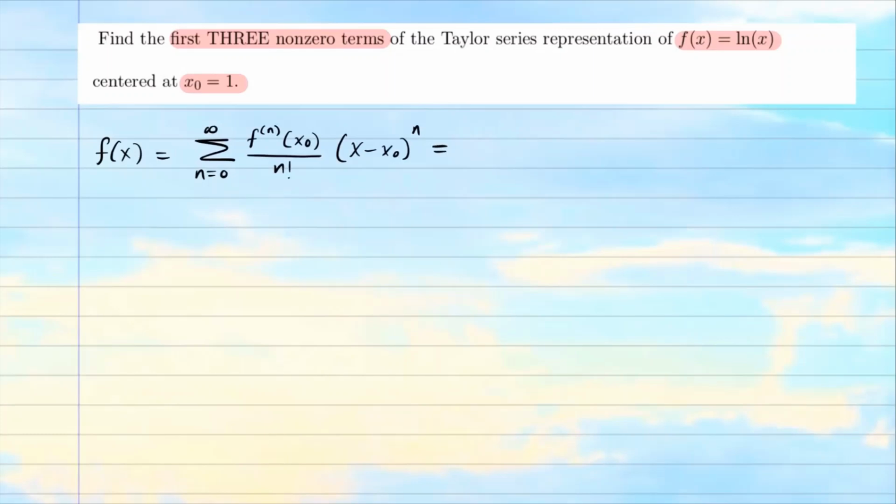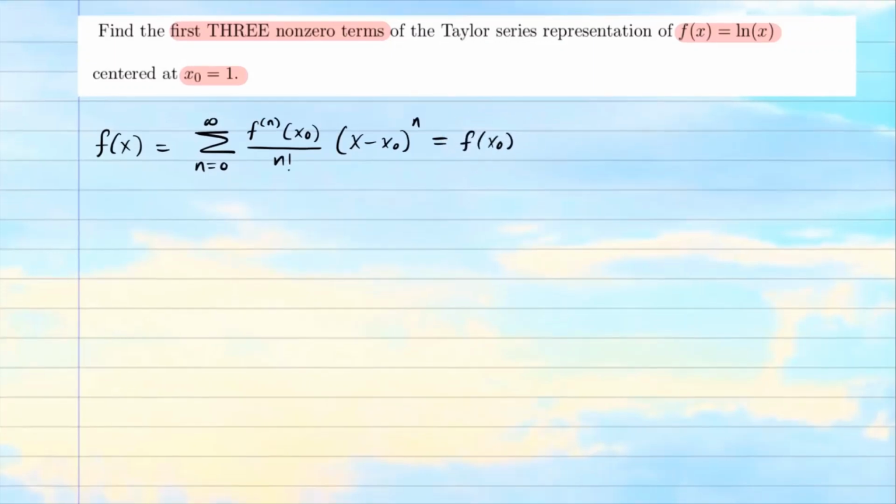Now we're going to expand this sum. The first term would be when n equals 0. That's just the function evaluated at the center over 0 factorial, but that's 1, times x minus x naught to the 0th power, so you will not have this term. It's just the function evaluated at x naught. The second term of this series is the first derivative of the function evaluated at x naught over 1 factorial times x minus x naught to the 1 power.